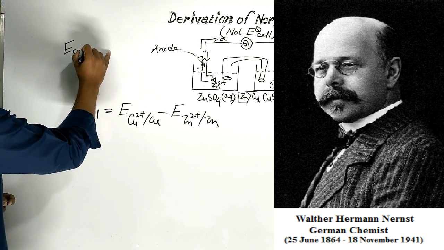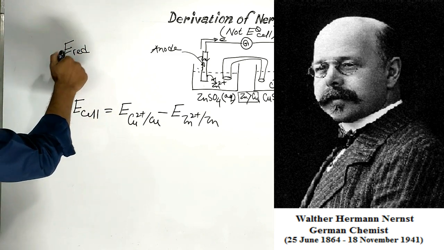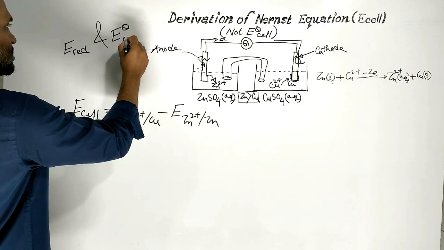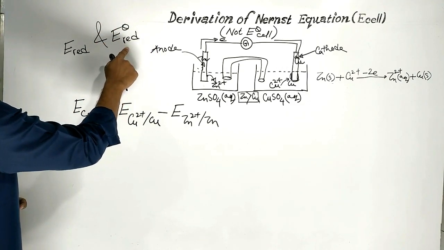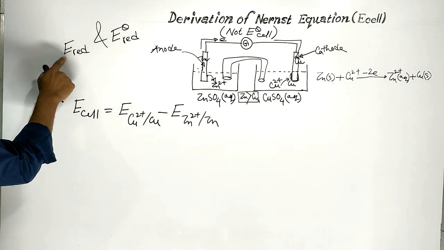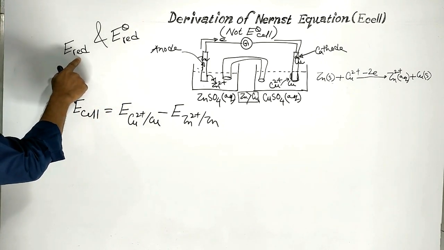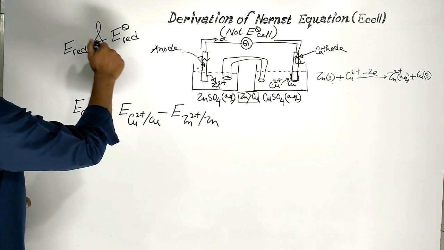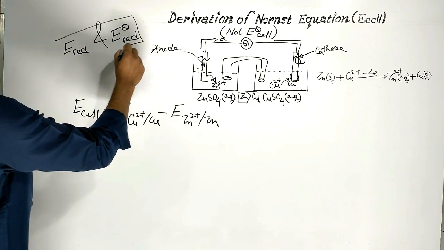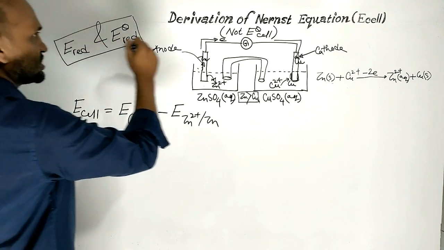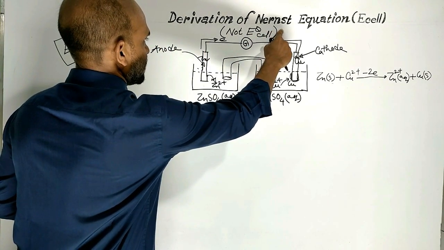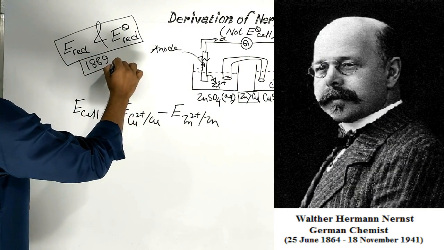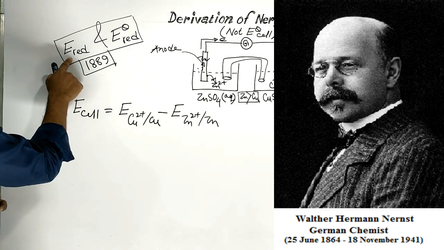non-standard state reduction potential of electrode and standard state reduction potential of electrode. This is the relation between non-standard state reduction potential of electrode and standard state reduction potential of electrode, which is established by German chemist Walther Hermann Nernst in the year 1889. What is that relation?